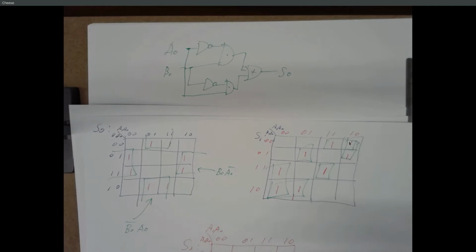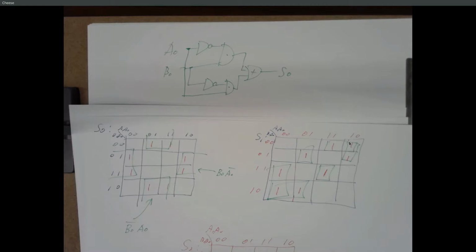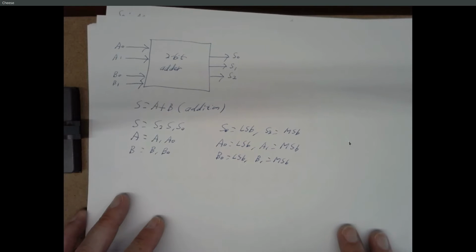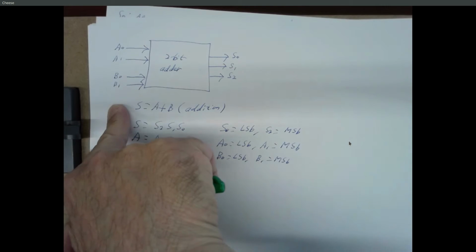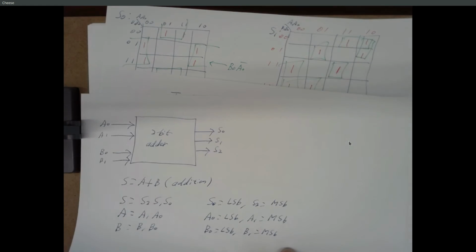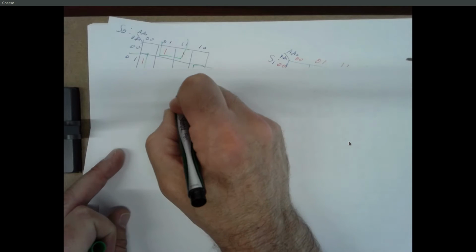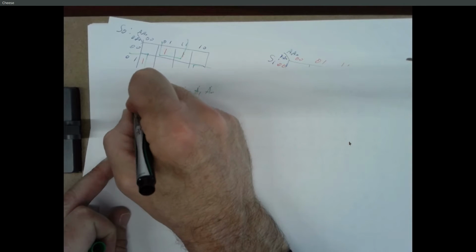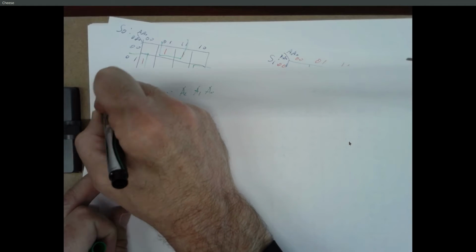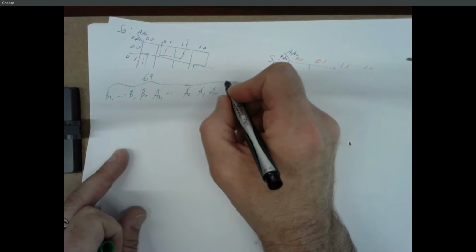Because most computers will add 32-bit integers. So how big is the truth table for a 32-bit binary adder? How many inputs do we have? 64 inputs, 32 bits for A, 32 bits for B. So your truth table is going to look something like this: A0, A1, A2, A31, B0, B1, B31. You got a total of 64 of these inputs.